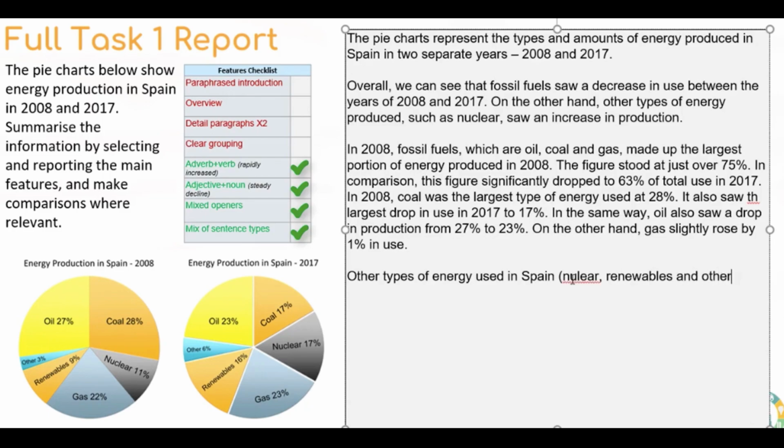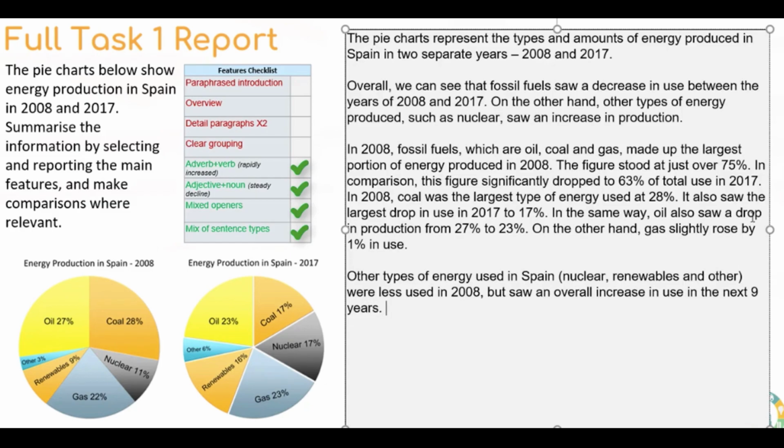and other. One moment, there's a spelling mistake there. You also must make sure that your spelling is accurate throughout this report. Okay, so other types of energy used in Spain, nuclear, renewables, and other, were less used in 2008, but saw an overall increase in use in the next, how many years? Between 2009 years.